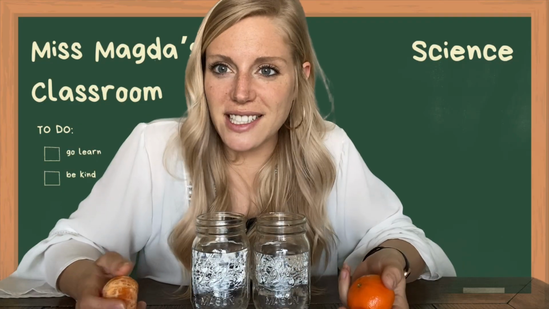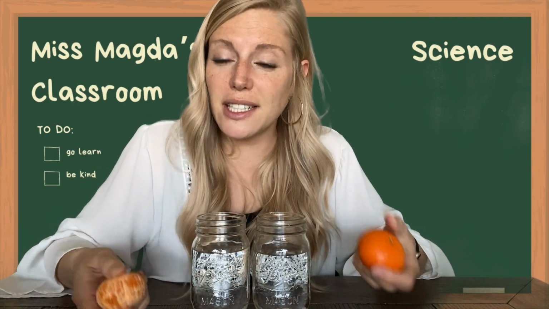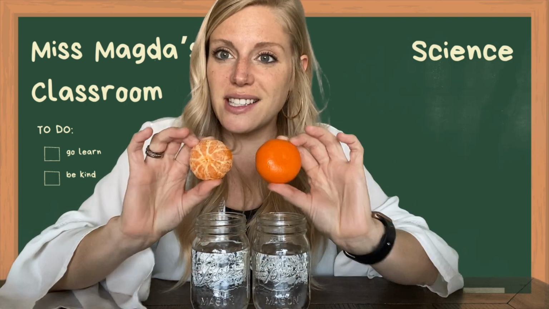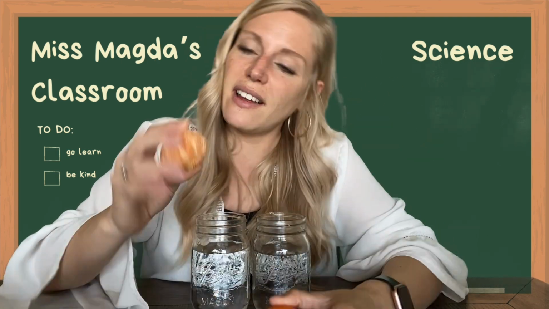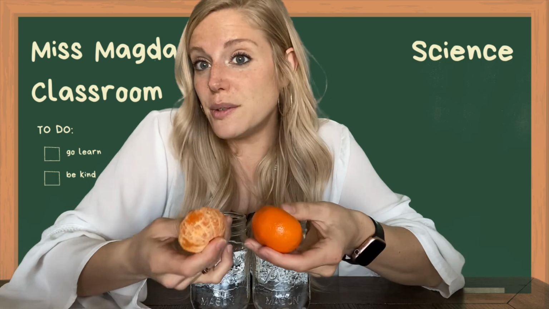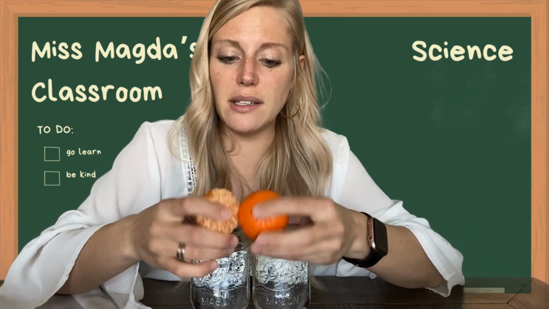A great way for us to see this in action, in terms of density of an object and whether or not something's going to sink or float, is to use these little oranges called clementines. One still has its peel and the other I've already taken the peel off. So we're going to do an experiment. So let's take a few guesses as to what we think is going to happen.